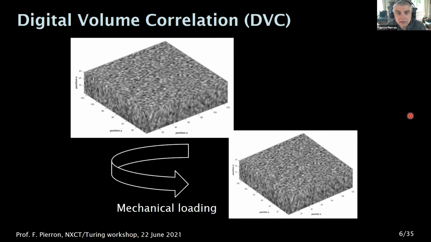Now, what you would like to do ideally is to consider a voxel in the initial volume and see where it's moved in the deformed one. Unfortunately, because of digitization, a voxel with a particular gray level will have a lot of counterparts in the deformed volume because of the limited number of gray levels. So a voxel's gray level is not enough of a unique signature to be able to do this tracking.